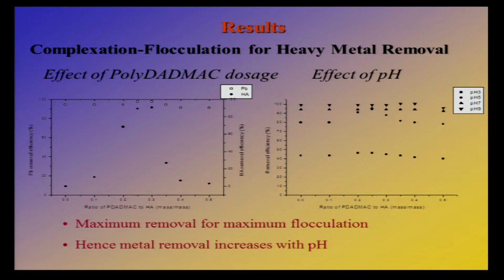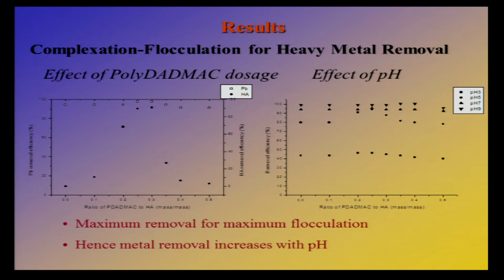Now, let's have a look at the effect of polydadmac dosage. So again, we have on this axis the ratio of polydadmac to humic acid, and here I'm going to plot the removal of both the lead ions and the humic acid. So you can see that, as I showed you before, at neutral pH you get this sweet spot. This is where the humic acid is being removed most effectively. So we're getting the best flocculation just about here, as we saw before.